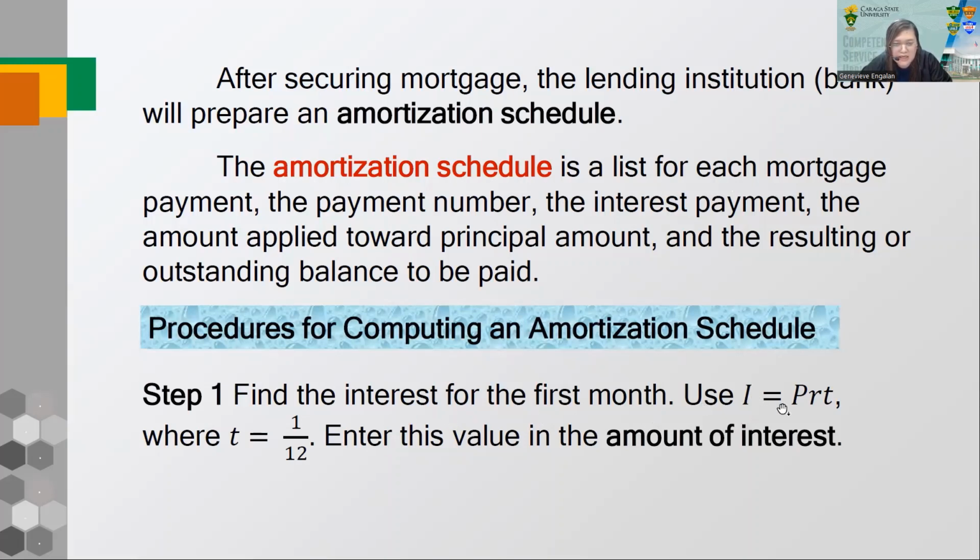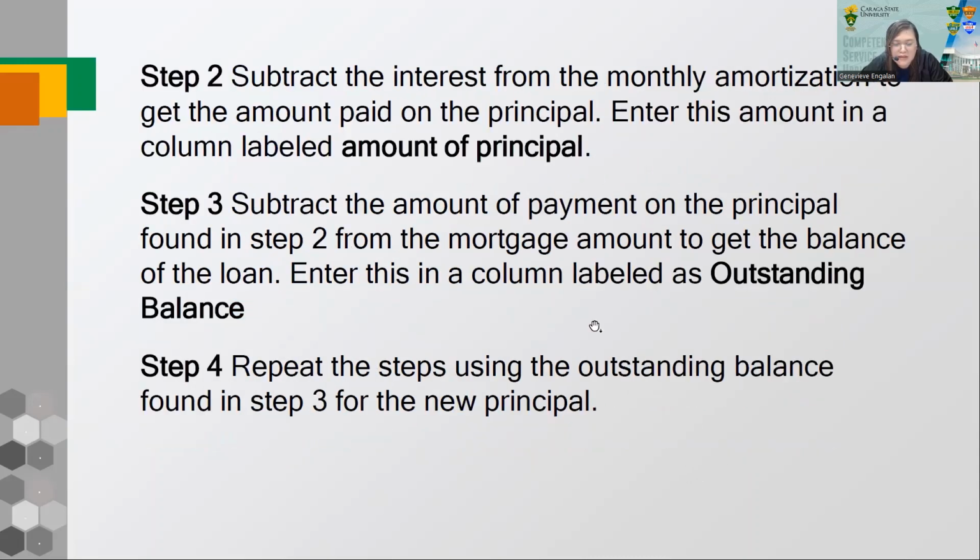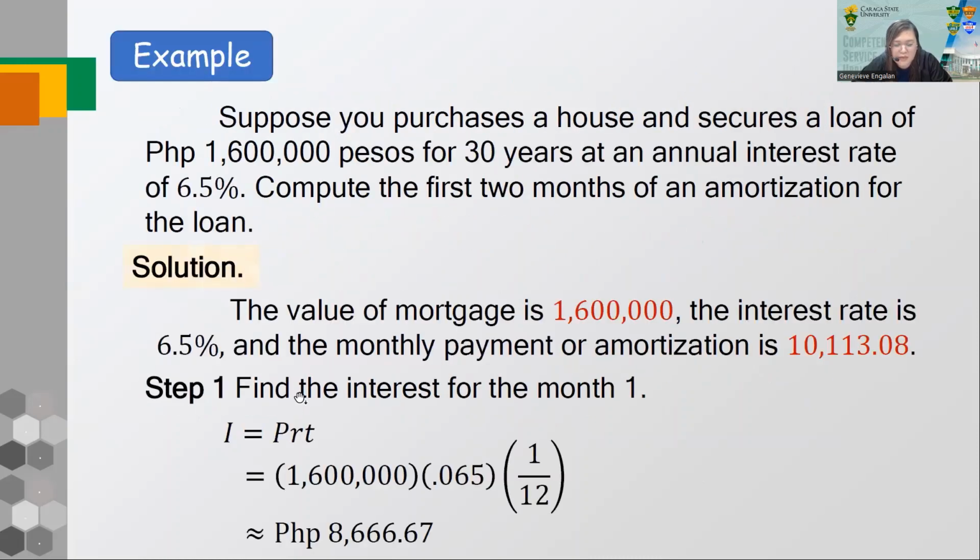So, what we will use is simple interest. We have interest equal to principal times rate times time. Our time is 1/12 because the interest is per month. So, it is just one month out of 12. So, enter this value in the amount of interest. Okay? Then subtract.